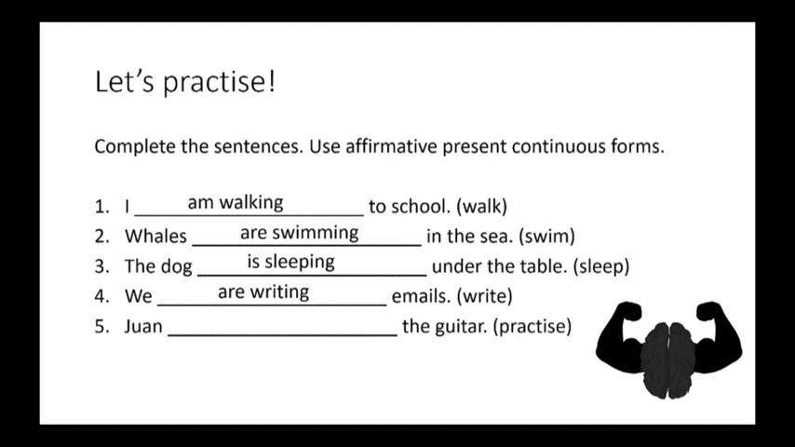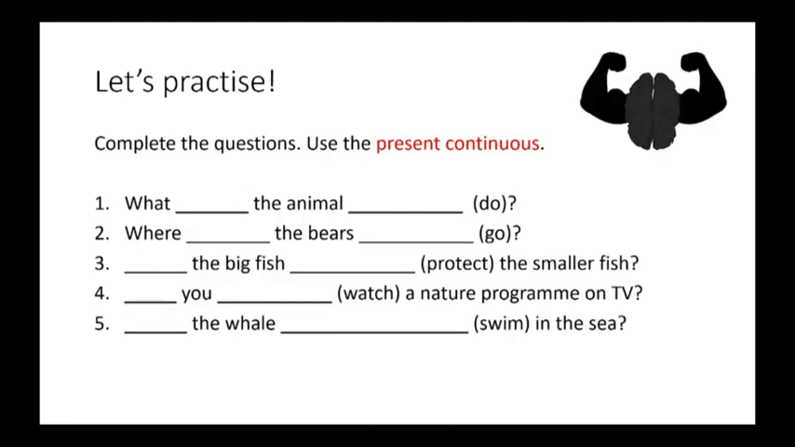Pay attention, here we need to remove the E and then we add ing. And the last one, Huan, third person singular, he is practicing the guitar. Here we also had swim in number 2. Swim, we have to double this consonant. Double M, swimming. Okay, let's try to do this now. Complete these questions. Use the present continuous.